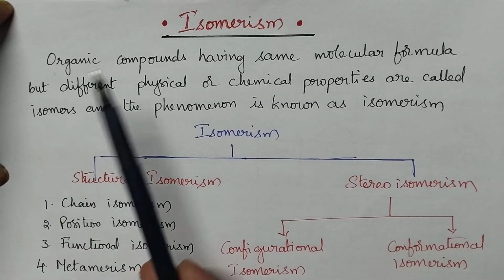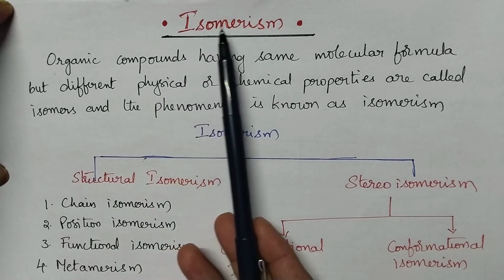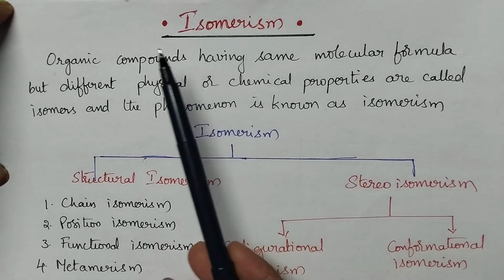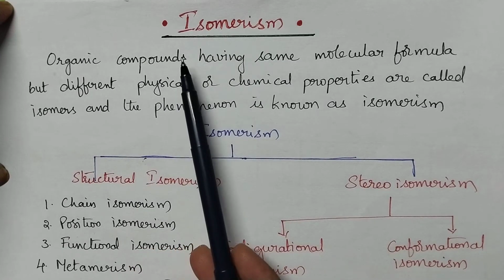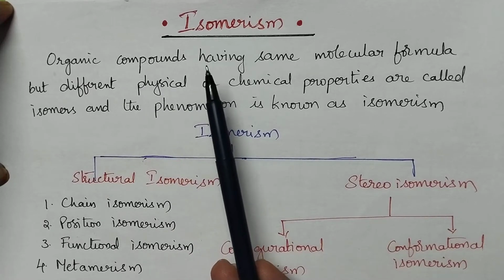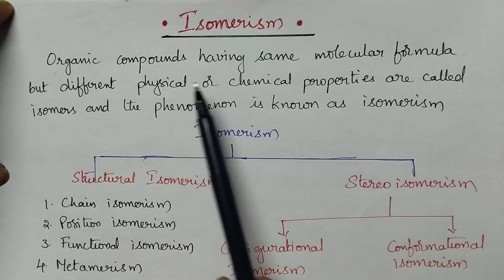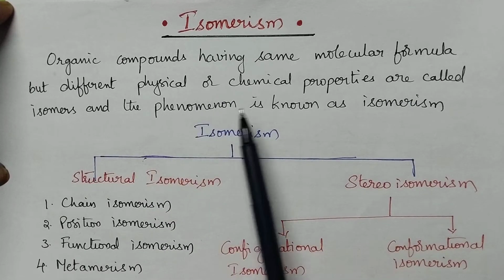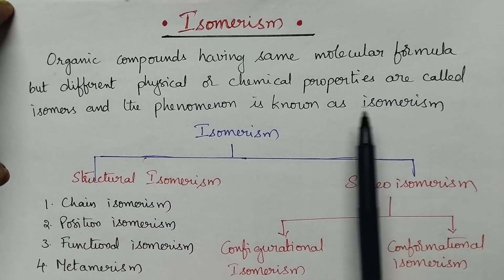In this video, I am going to discuss in detail about isomerism. Generally, isomerism is observed in compounds containing covalent bonds. That means organic compounds exhibit isomerism. The compounds having the same molecular formula but different physical or chemical properties are called isomers, and the phenomenon is known as isomerism.